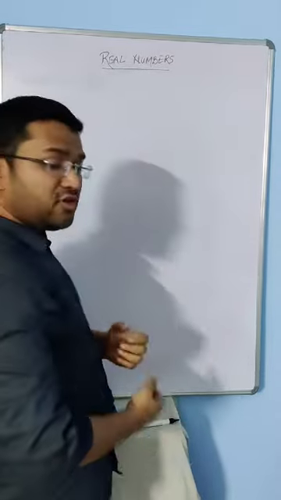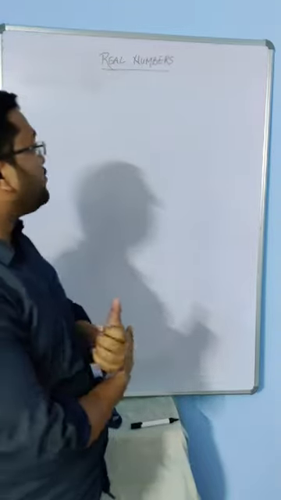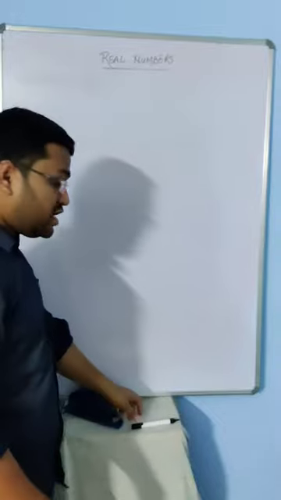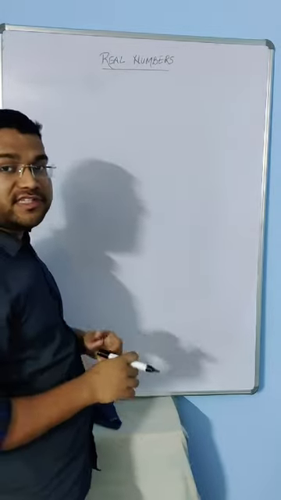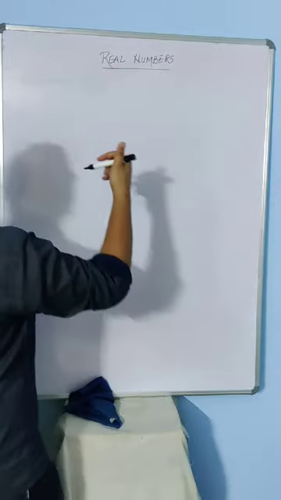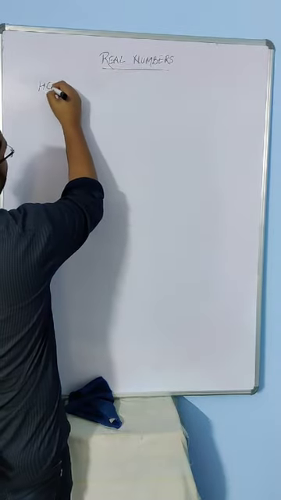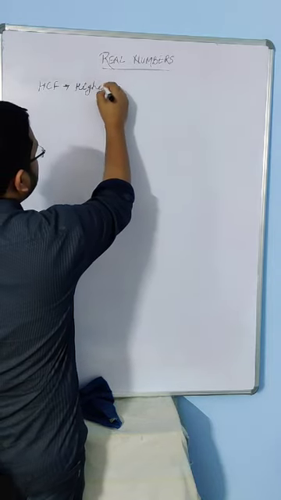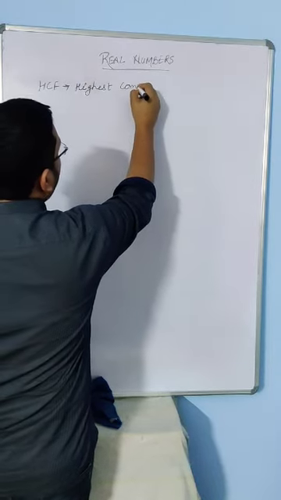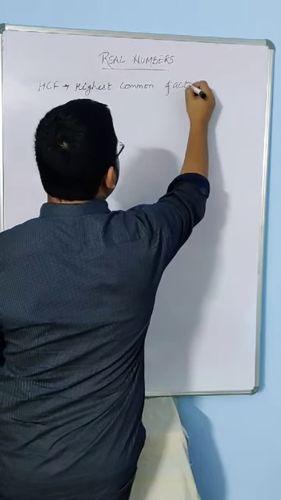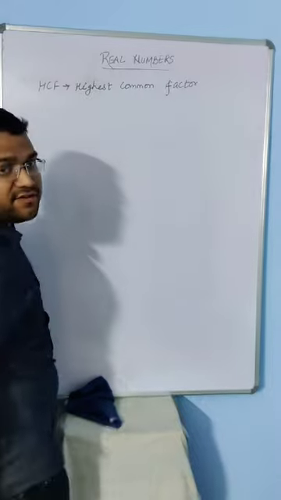Now the point is, what was the need of this Euclid's division lemma? How are we going to use it? The ultimate use of Euclid's division lemma in your syllabus is to find the HCF of a number. HCF, all of you are well aware what is HCF. That is what you call highest common factor. This is what we call HCF.